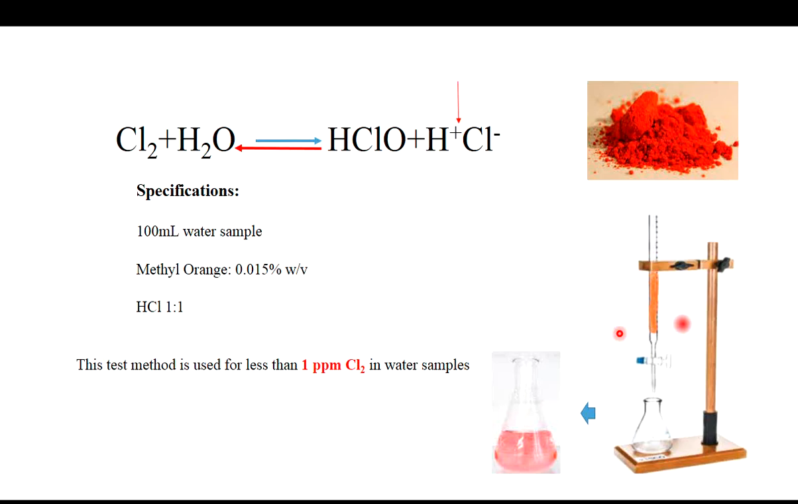For this test, we take 100 milliliter of water sample, for example cooling water, and acidify it with dilute HCl, and then we titrate it with 0.015% solution of methyl orange. To better understand the calculations, it's better to take a look at the reaction between Cl2 and methyl orange in the next slide.